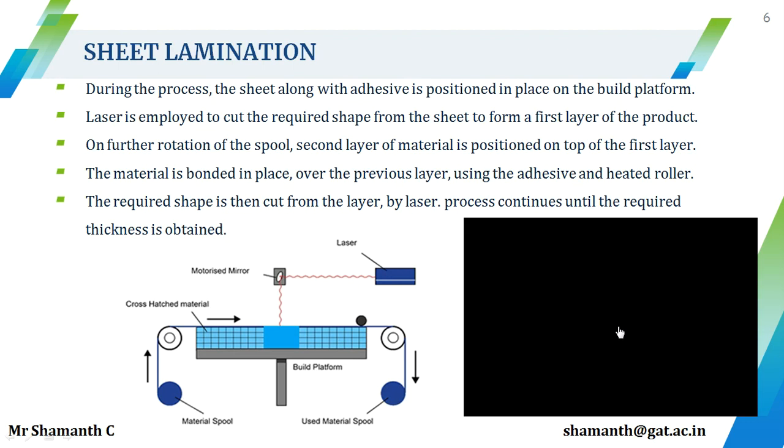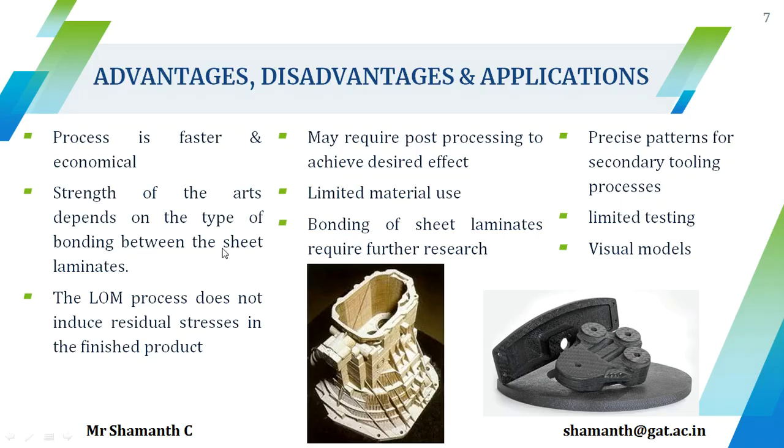We have to see now what are the advantages, disadvantages, and the applications of this particular process. So the major advantage of this process is it is faster and economical, because you are using very less expensive material, that is in the form of sheet. It might be paper, or it might be any other thin metals that can be used. Strength of the parts depends on the type of bonding between the sheet laminates. So again, whatever adhesive you use is very important. What type of adhesive you are using depends on how much strength of the part is required.